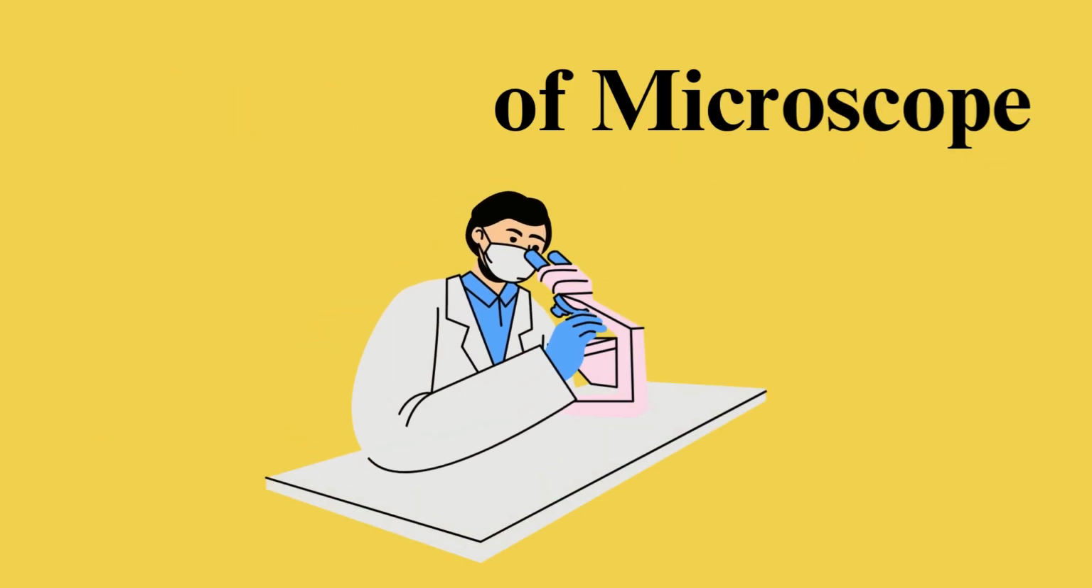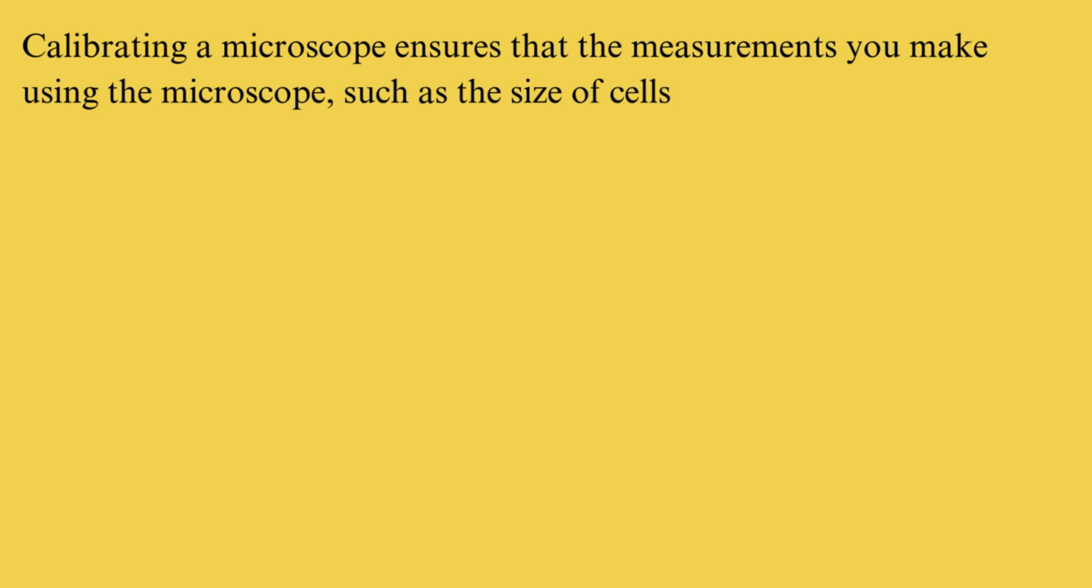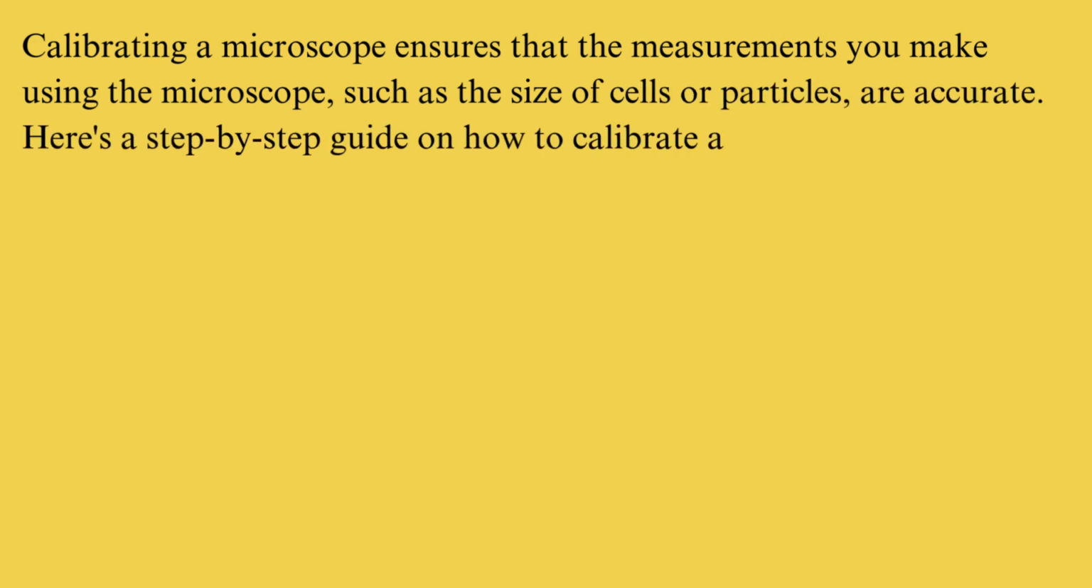Calibration of microscope. Calibrating a microscope ensures that the measurements you make using the microscope, such as the size of cells or particles, are accurate. Here's a step-by-step guide on how to calibrate a microscope properly.